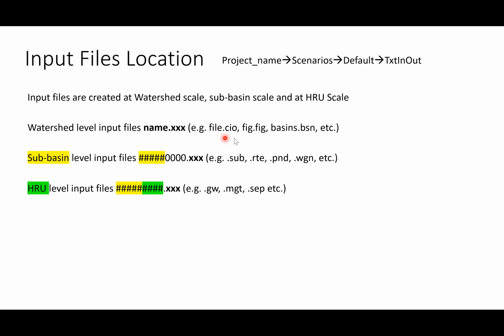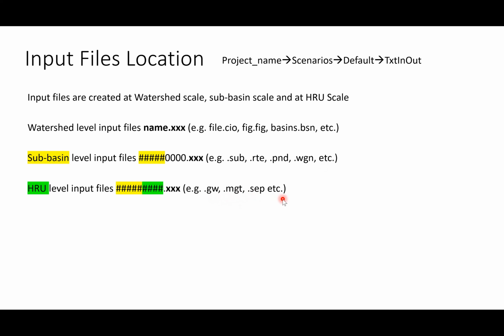These are some of the example files that we get at the watershed level: file.cio, the configuration file, which is named fig.fig, basins information basins.bsn, and these are the extensions at the sub-basin level file.